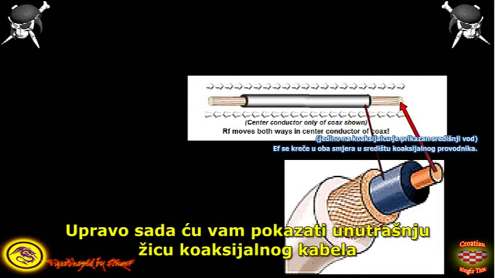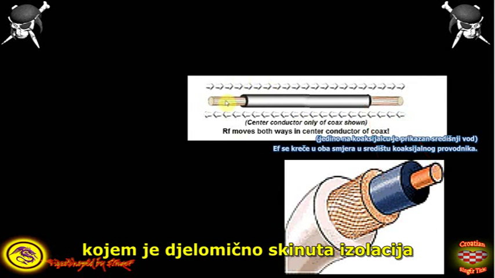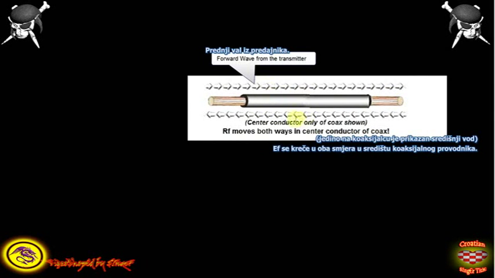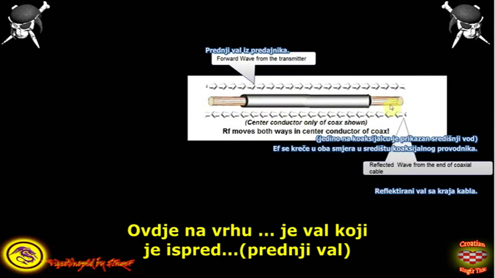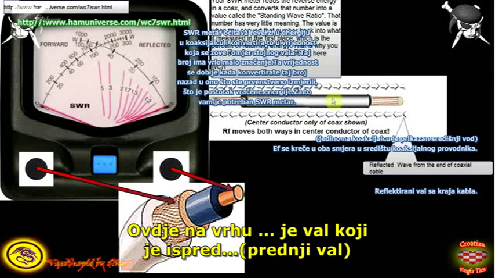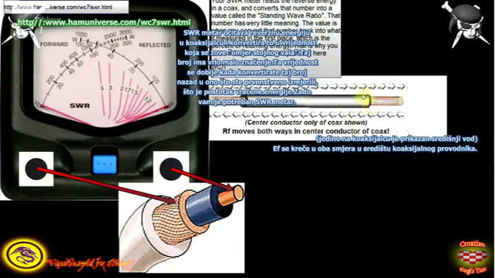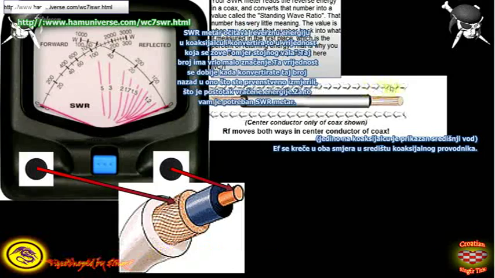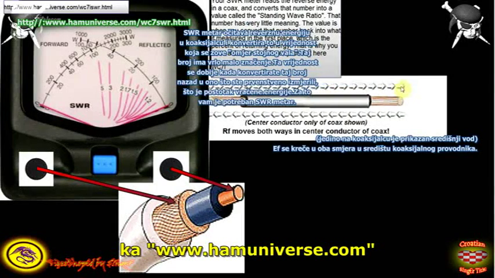Right. I'm going to show you right now the coaxial cable, only the inner wire with a piece of the insulation on it, which shows here on the right hand side, on the top the forward wave and at the bottom the reflected wave. At the left upper corner you can see the link to www.croatianhamuniverse.com, and you can read more about it.